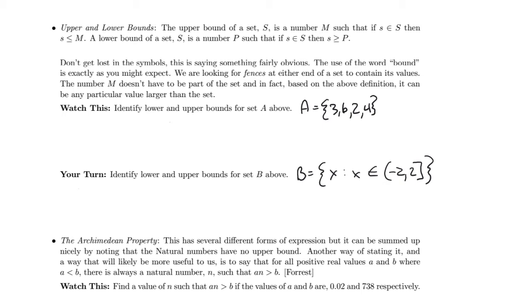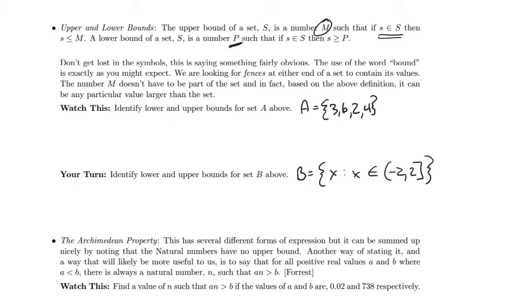We're going to introduce upper and lower bounds. The upper bound of a set S is going to be a number m, such that if s is in S, where we use lowercase s to represent an individual element of the larger set S, then s is less than or equal to that number m. A lower bound of the set S is a number p, such that if s is an element of S, then s is greater than or equal to p. I hope that makes sense.